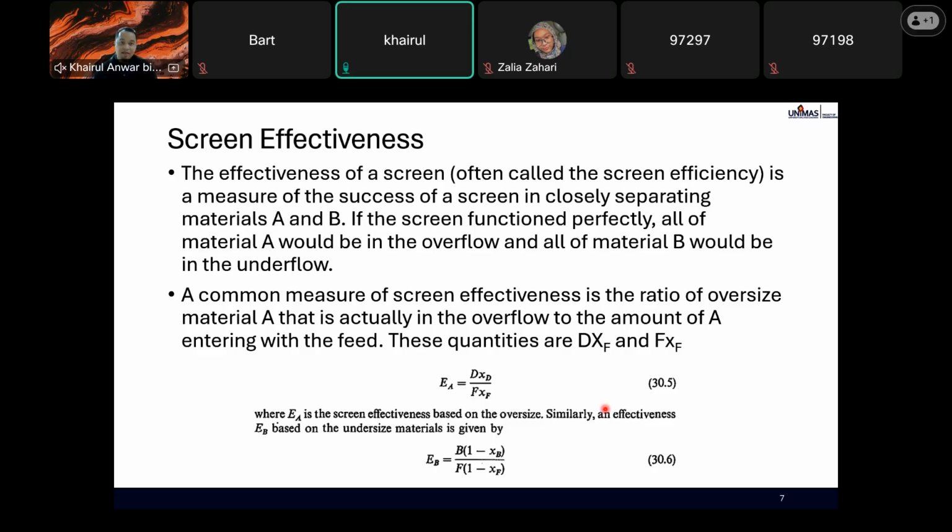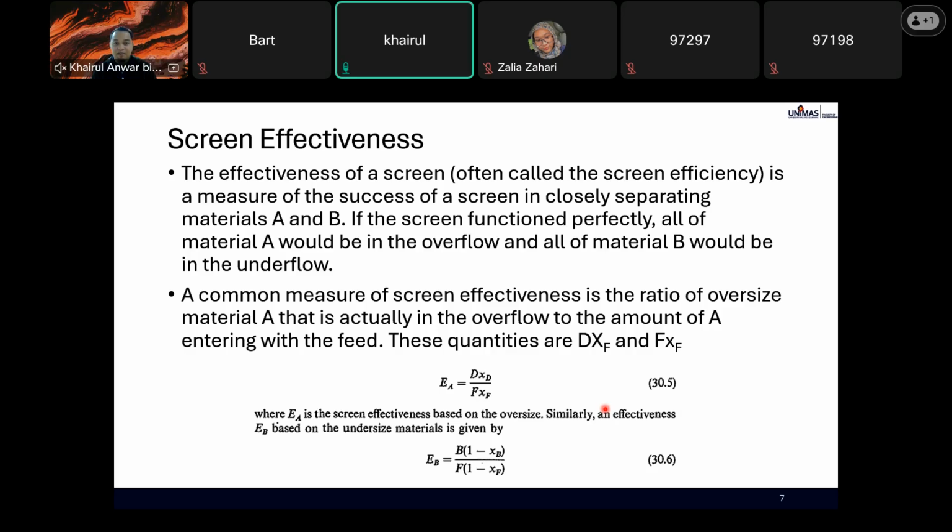Now the screen effectiveness. The effectiveness of the screen, often called screen efficiency, is a measure of the success of the screen in cleanly separating materials A and B. If the screen functioned perfectly, all of material A would be in the overflow, and all of material B would be in the underflow. So that is 100%.